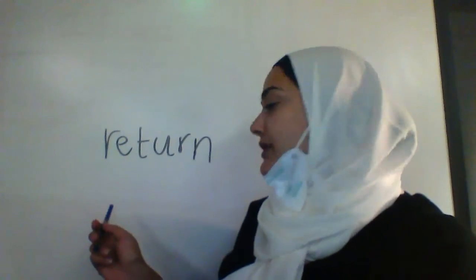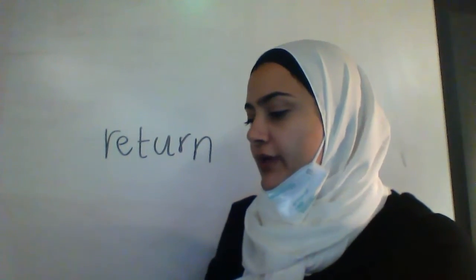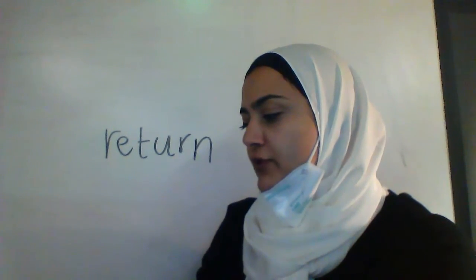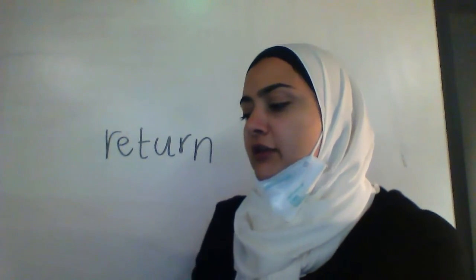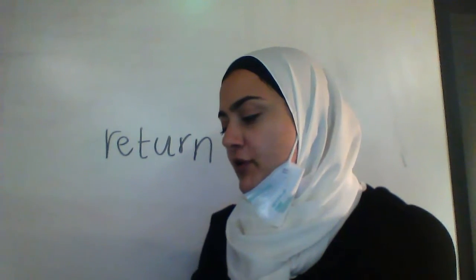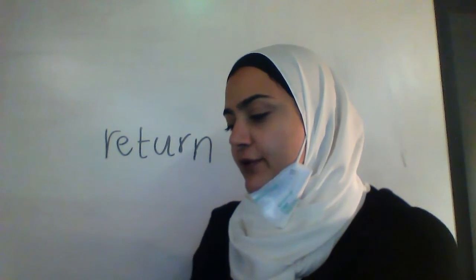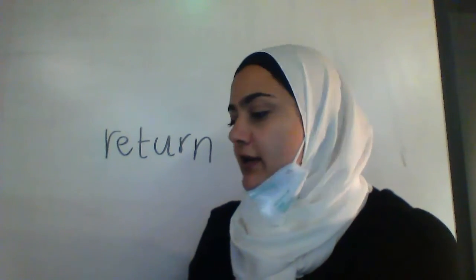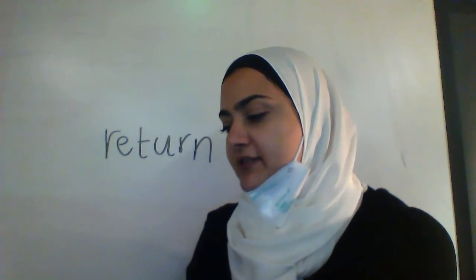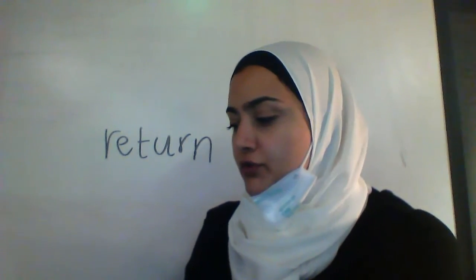Okay, let's look at this word behind me. What's this word, everybody? Return. What should I do before coding this word? Look for a final stable syllable or a suffix, then find the vowels. Does this word have a final stable syllable or a suffix? No. How many vowels does this word have? Two. Clap it out.